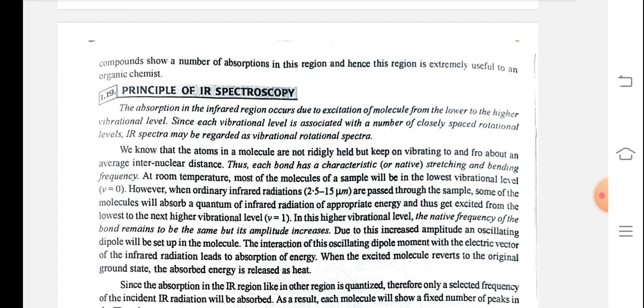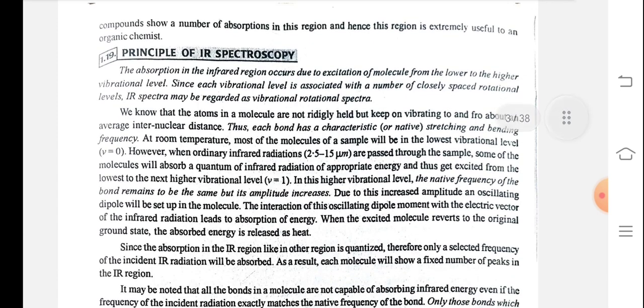Principle of IR spectroscopy. The absorptions in the infrared region occur due to excitation of a molecule from a lower to a higher vibrational level. Since each vibrational level is associated with a number of closely spaced rotational levels, IR spectra may be regarded as vibrational-rotational spectra. We know that the atoms in a molecule are not rigidly held but keep on vibrating to and fro about an average internuclear distance. Thus, each bond has a characteristic stretching and bending frequency.